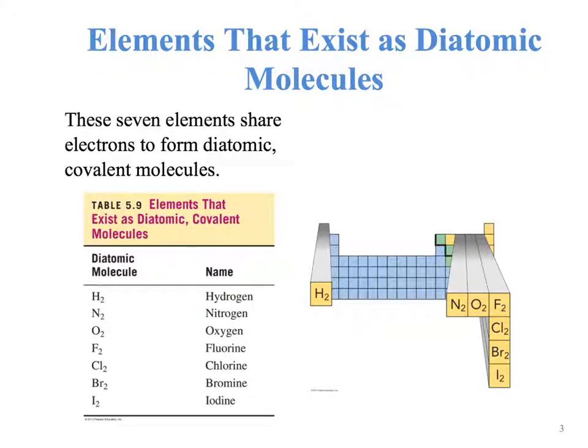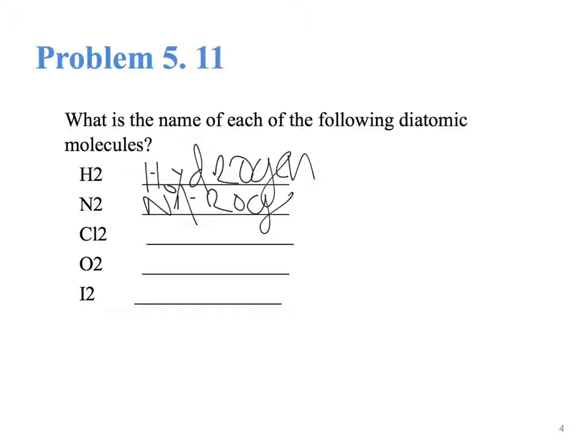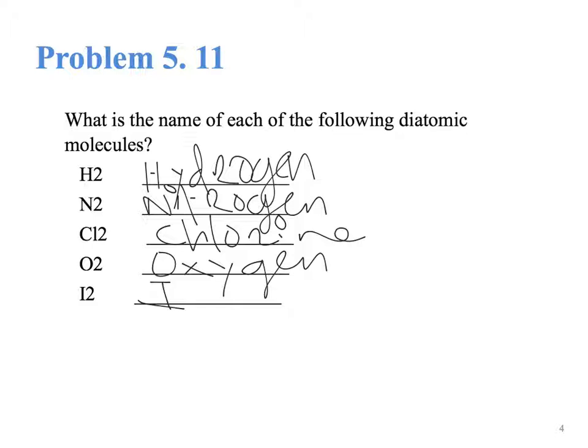There are molecules that exist as diatomic molecules, and they form covalent bonds: hydrogen, nitrogen, oxygen, fluorine, chlorine, bromine, and iodine. So what is the name of each of the following diatomic molecules? This is hydrogen, this is nitrogen, chlorine, oxygen, iodine.